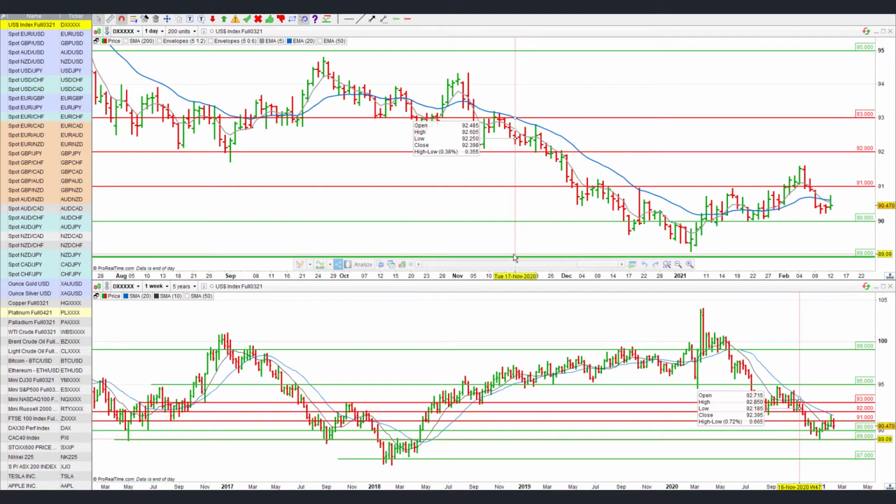Good evening, everyone. It is nearly 7:30 p.m. Saturday, the 13th of February, and we're now entering into the third week, give or take, of February, and I'm going to have a look at the major currencies.